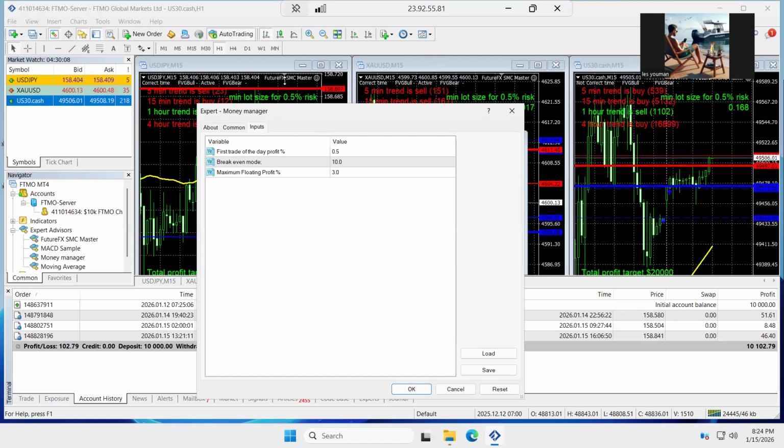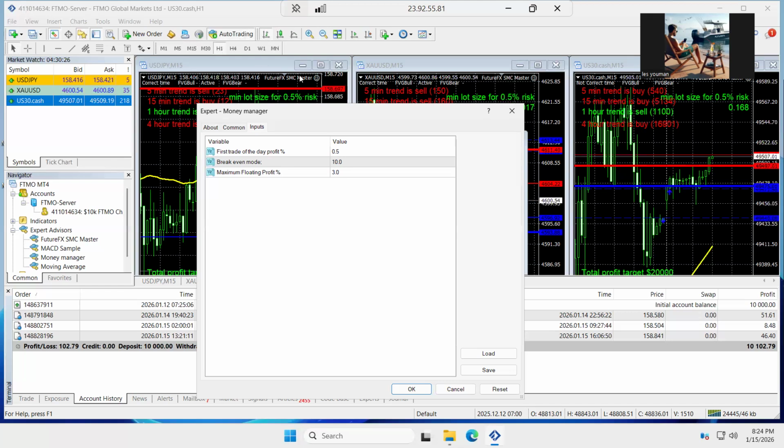But then, SMC Master's usually trying to make 5 or 6% profit for the day. So even though it's closed out all the current trades, it's still going to look for new entry points. It's still going to keep doing what it does, find new entry points and try to make some more.